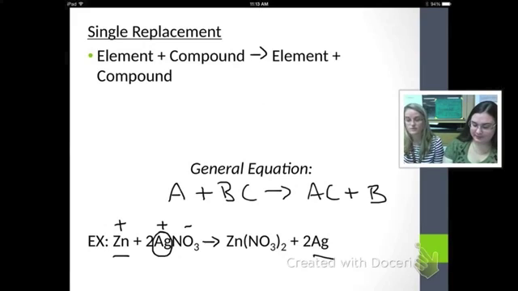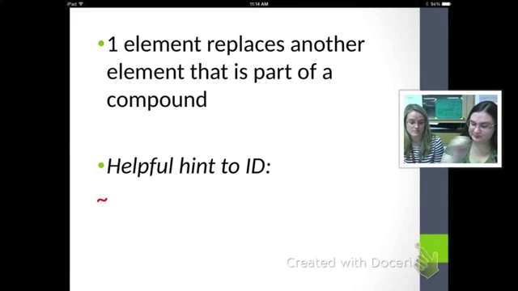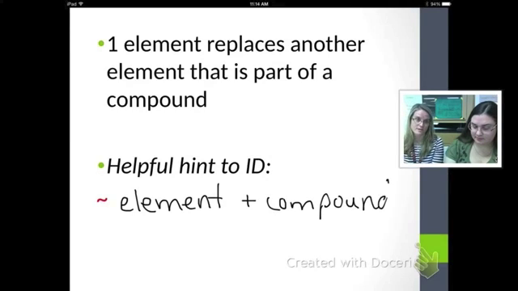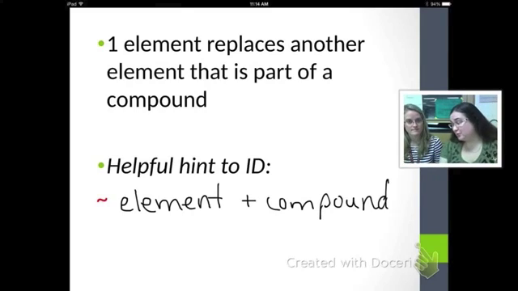Okay, so now we're going to move to the right of the single replacement box. And our general definition for single replacement is that one element replaces another element in a compound. Our helpful hint to ID single replacement is generally it looks like an element plus a compound, and it's going to be on both sides of your arrow. It will look like an element plus a compound, and it gives you a new element plus a new compound. Yep. When you go through them and you see a single element, it's usually going to be a single replacement.